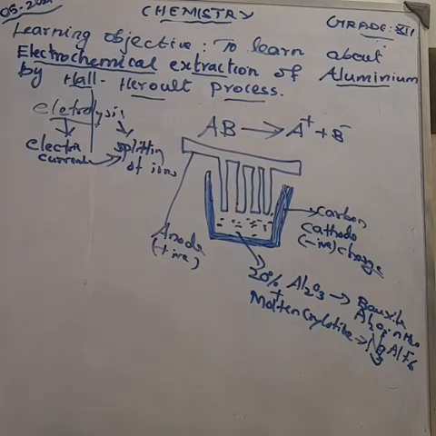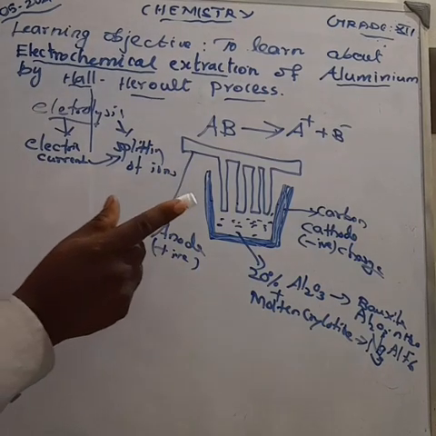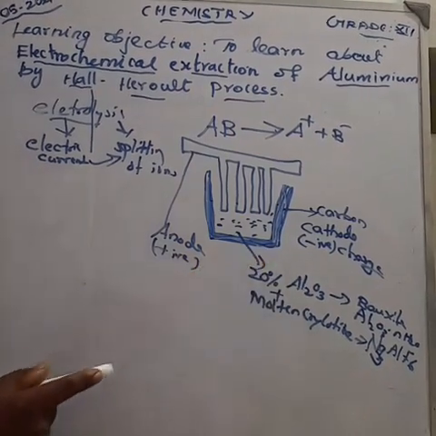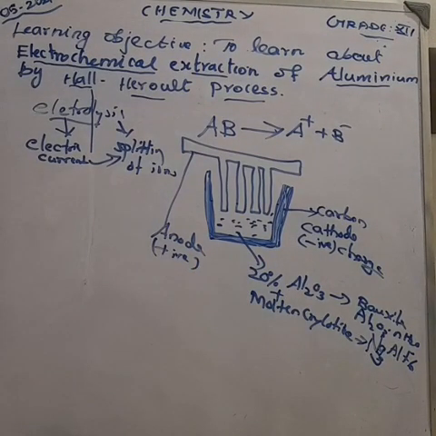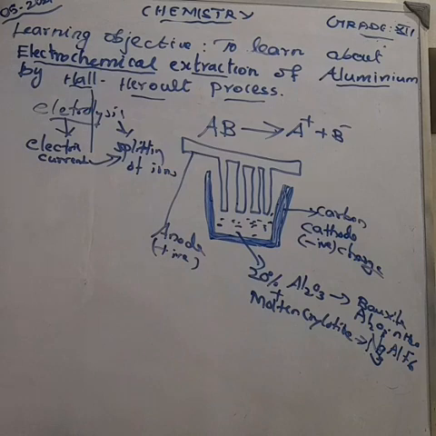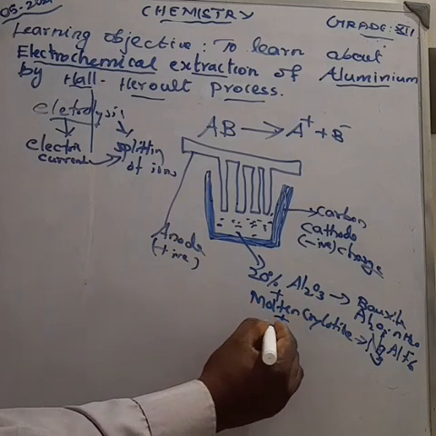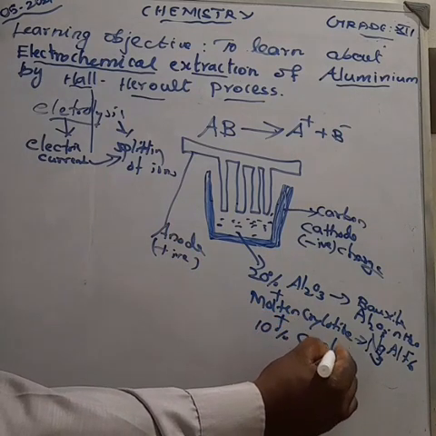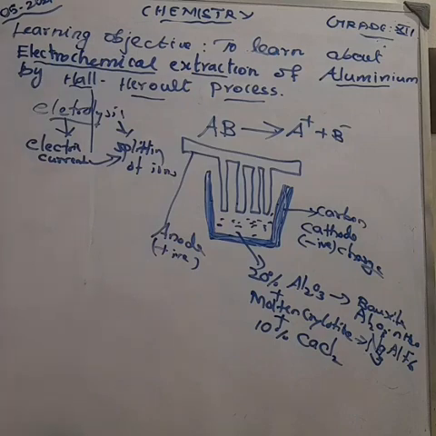Here we are taking the electrolyte. Which electrolyte are we taking? 20% alumina obtained from bauxite ore, mixed with molten cryolite, and also 10% calcium chloride is added to the solution. What is the purpose of adding calcium chloride? It helps to lower the melting point of the mixture.